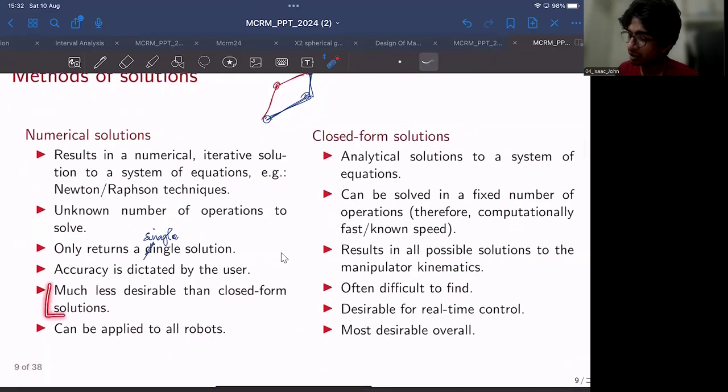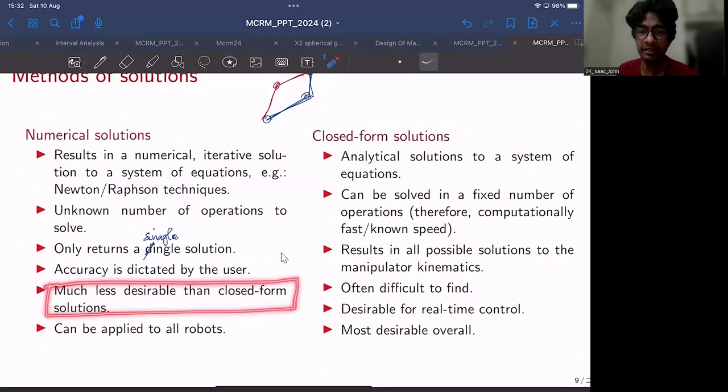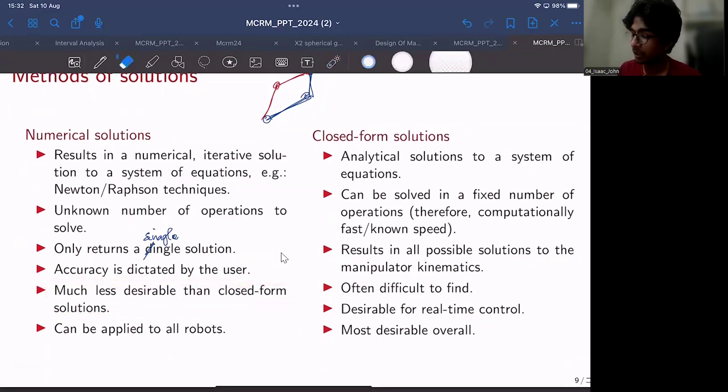And due to this, it is much less desirable in case of real-time control, actually, because the big reason is that we don't know the computational time. And since the accuracy is already dictated by the user, deploying this approach in real-time usage is much less desirable than the closed form solutions.